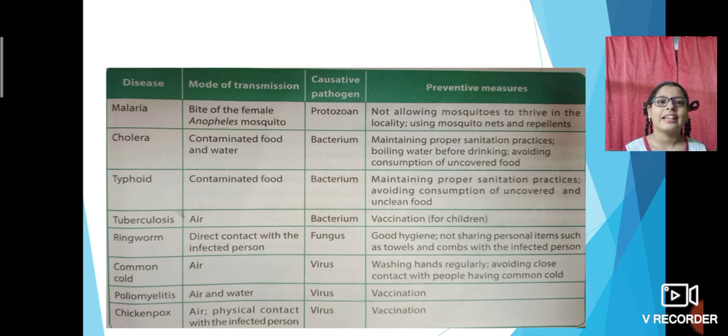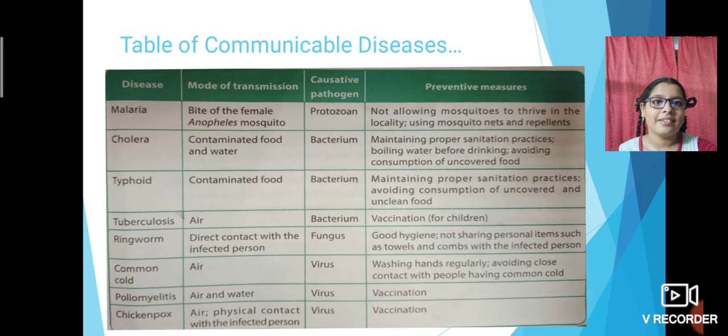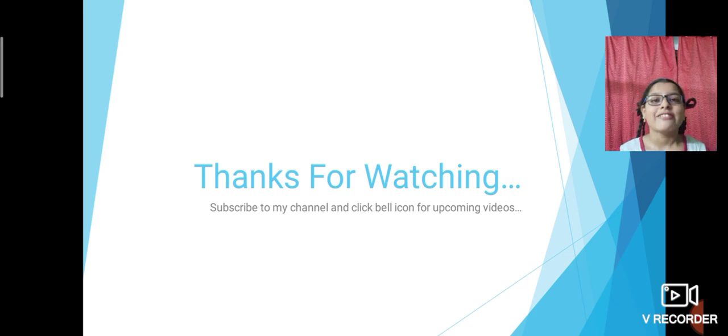So these are the diseases, the modes of transmission, the causative pathogens, and the preventive measures to avoid communicable diseases. These are the communicable diseases spread by close or direct contact with an infected person, or through food, water or air.